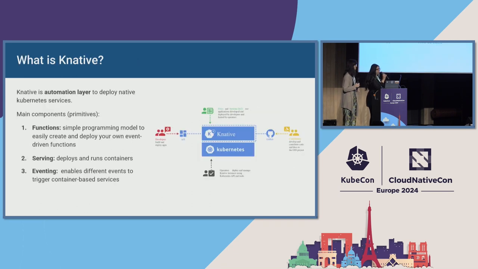Right. So first, getting into what is Knative. Knative is an automation layer that you can use with Kubernetes to deploy native Kubernetes services. It has three components. The first component is functions. This is a simple programming model that allows you to easily create and deploy your own event-driven functions. We also have serving, which allows you to deploy and run containers. And lastly, we have eventing, which enables different events to trigger container-based services. So three primitives or components.